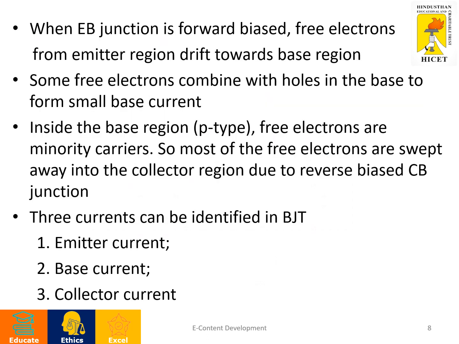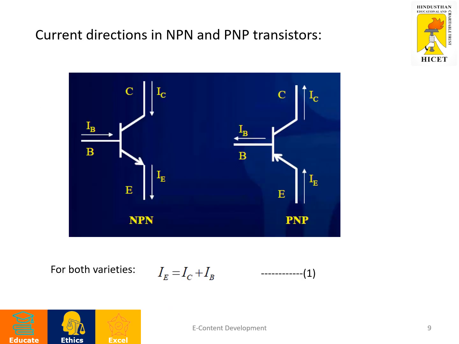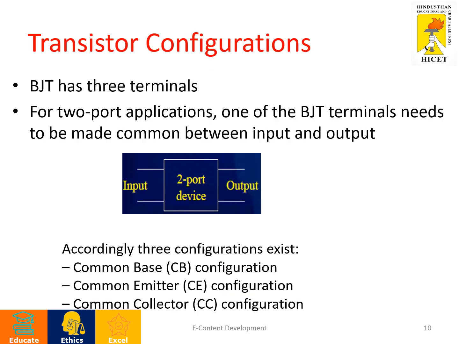The same content as I said before, and you can see here 3 currents can be identified in a BJT. One is the emitter current, the base current, and the collector current. And these are the current directions, but the generalized formula is emitter current is equal to collector current plus base current for both NPN as well as PNP.